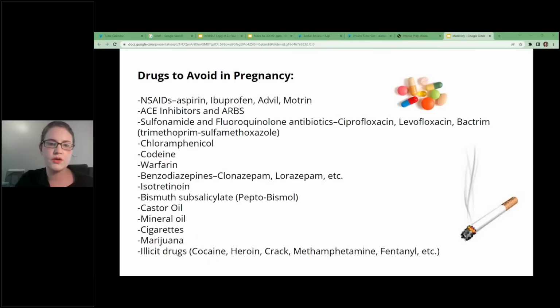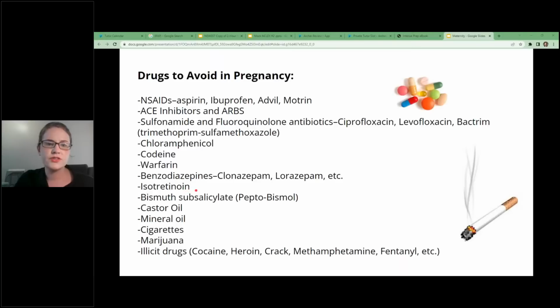Warfarin, we also want to avoid that. That's known to cause birth defects, and it can cause bleeding behind the placenta, which can, of course, reduce fetal growth, and it can also cause placental abruption. Benzodiazepines, clonazepam, lorazepam, etc. If taken too close to delivery, they can cause life-threatening withdrawal symptoms in the newborn. We avoid those.